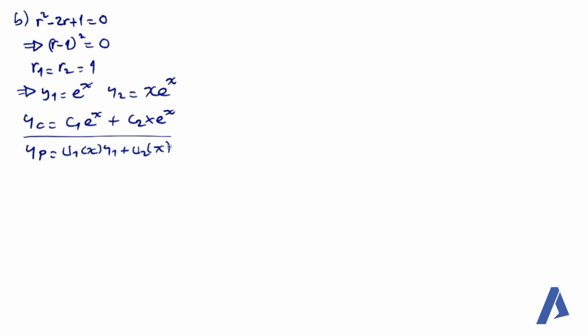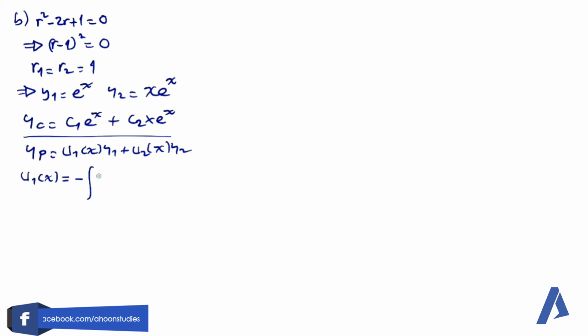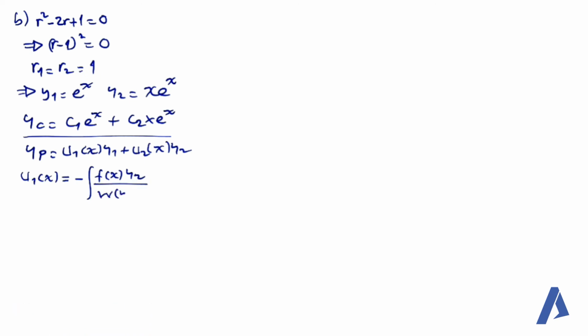ስለዚህ individually እናገኛቸዋለን ማለት ነው። u1 of x according to the formula it's equal to minus the integral of the function f times y2 over the Wronskian of y1 and y2 with respect to x. ስለዚህ ይህንን ሰብስቲትዩት ስናደርግ ነገር ግን መጀመሪያ ሮንስኪያኑን መፈለግ አለብን። our Wronskian becomes the determinant of the matrix formed by y1, y2, y1 derivative and y2 derivative.